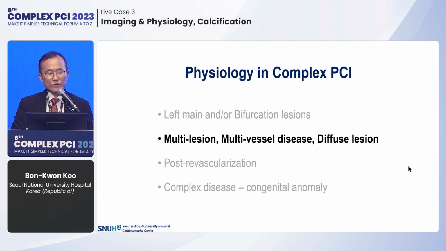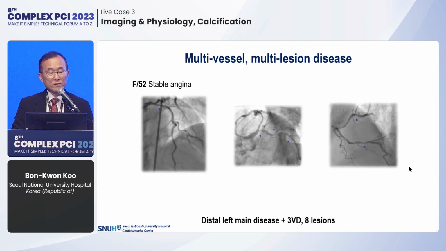Then let's move on to the multi-lesion, multi-vessel, and diffuse lesion. A relatively young female patient with stable angina seemed to have multiple disease: distal left main, proximal LAD, 3 lesions in the circumflex, and 3 lesions in the right coronary artery. We can code this patient by angiogram as having distal left main disease plus triple vessel disease, 8 lesions. So the question is surgery, or how many stents we can implant in this patient.